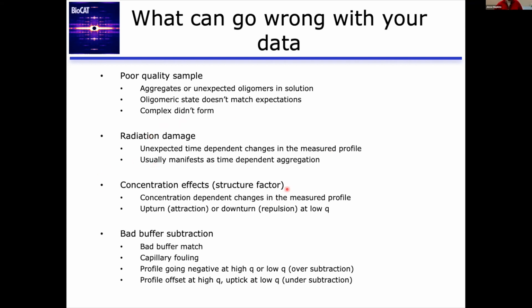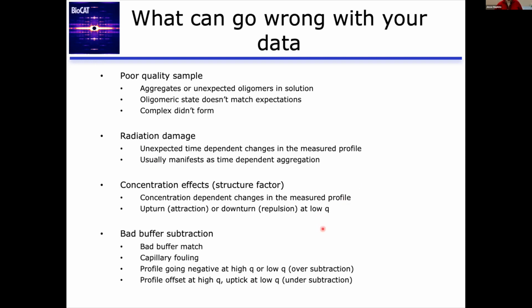You have concentration effects. This is mostly the structure factor that I was telling you about. So this is concentration-dependent changes in the measured profile. This can look like an upturn or a downturn at low Q. Usually it's a downturn, indicative of repulsion.